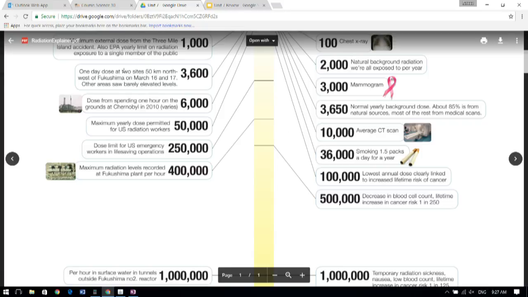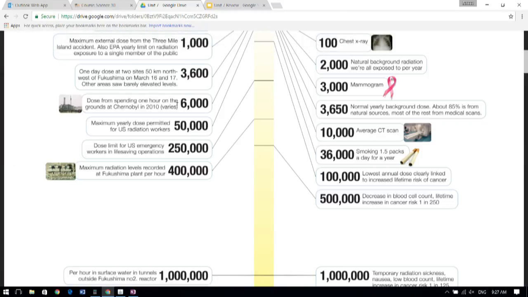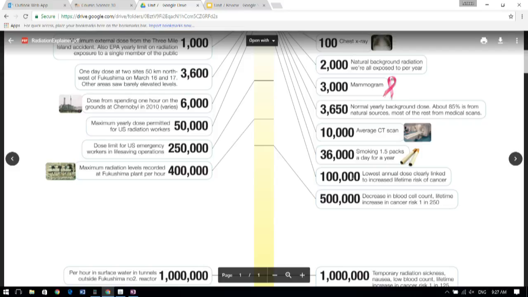In spending an hour near Chernobyl in 2010, remember the reactor melted down about 30 years prior, it was 6,000. If you work for the US government, you can get a maximum dose of 50,000. Once you get up to 50,000, you can't work anymore for that year. Life-saving workers can get up to 250,000. And then if you were at Fukushima when it melted down, you get 400,000. So remember, the Three Mile Island was about 5,000. Fukushima's 400,000. And then we're going to look at Chernobyl and why Chernobyl is such a scary one.